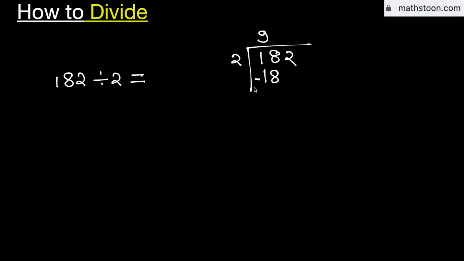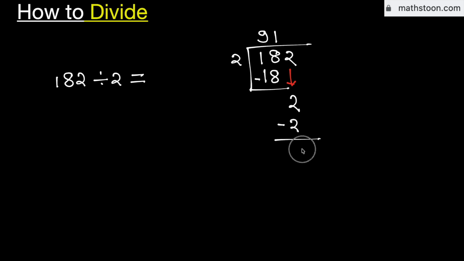Subtract, we get 0. Now this 0 is less than 2. That is why we need to bring down this adjacent 2 here. Look that this is the number 2. So remove this 0 and we know that 2 times 1 is equal to 2.